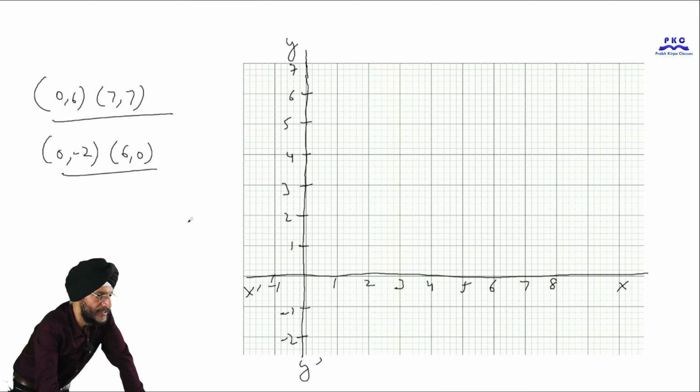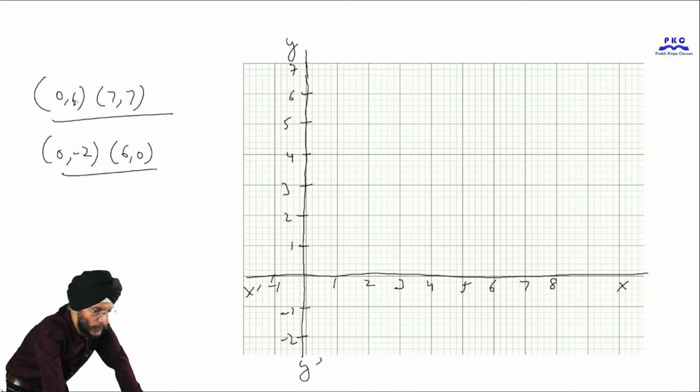So now what is the first? First is 0 and 6. That is the value of x is 0 and the value of y is 6. So the first point is this. Now the second is 7, 7. Value of x 7, value of y 7. So here it will be like this. So these are the 2 points which we have to join together.